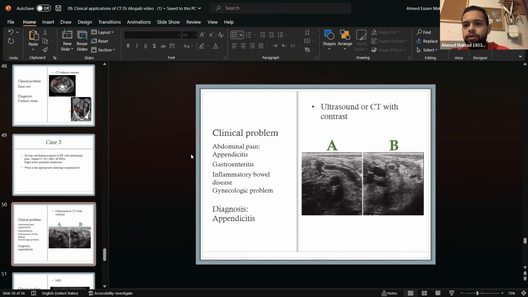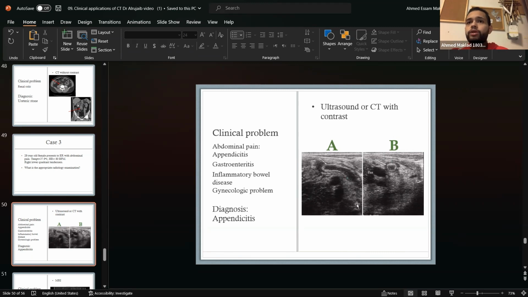CT with contrast is what's used for appendicitis. Yes, CT scan with contrast is the imaging modality for appendicitis. It's the number one modality. I agree with you. The point is you still haven't figured out if this patient is pregnant or not. If you haven't, then ultrasound is your first imaging modality, not CT.